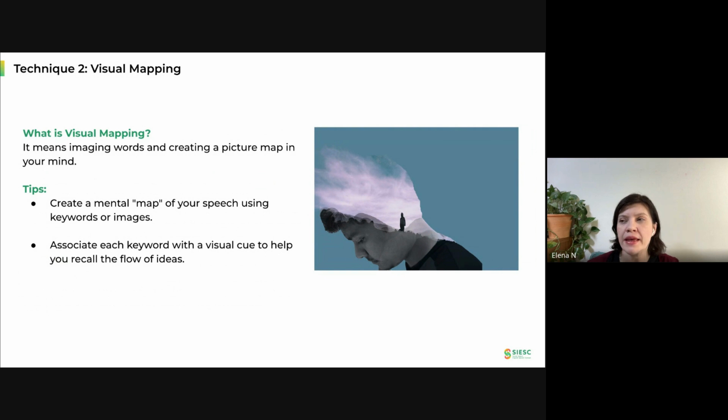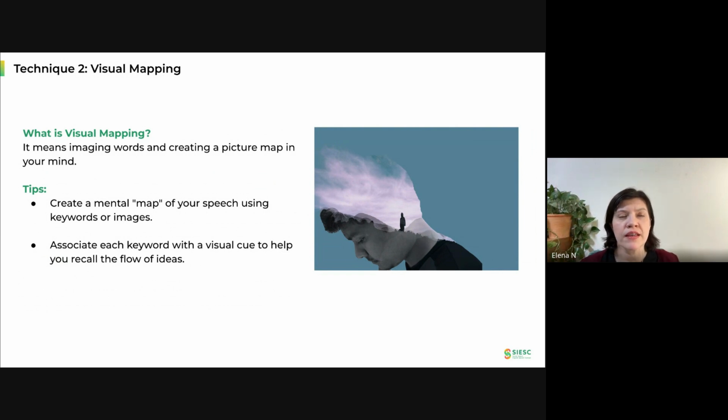So visual mapping is not for everyone. Some people don't like it. It's like, oh, I have to do extra work. So if you feel that way, skip it and go on to other techniques. But some people love visual mapping, especially artistic type or creative type personalities.